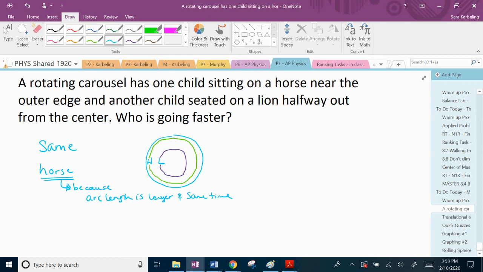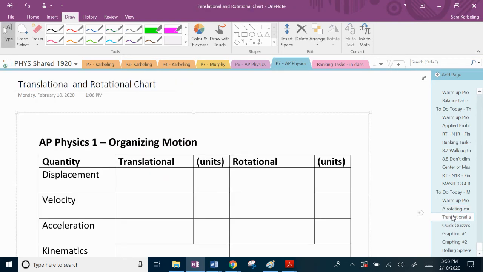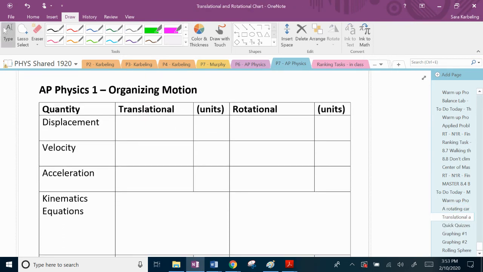There's a gold piece of paper in front of you. That gold piece of paper is us relating everything we already know to everything we don't know yet. There are two big columns. There's the quantity stuff over on the far left, and the next column over is labeled translational. Translational is all the motion we've studied since August.